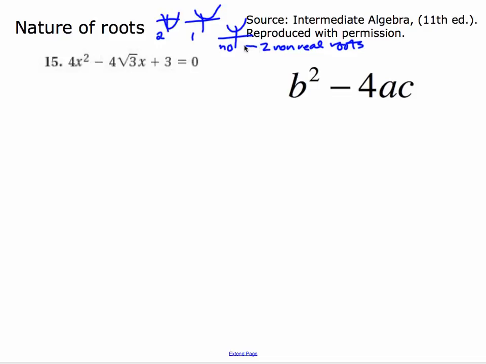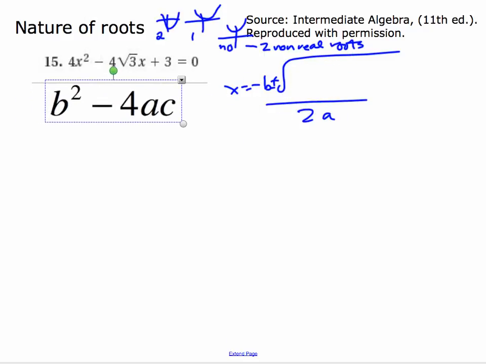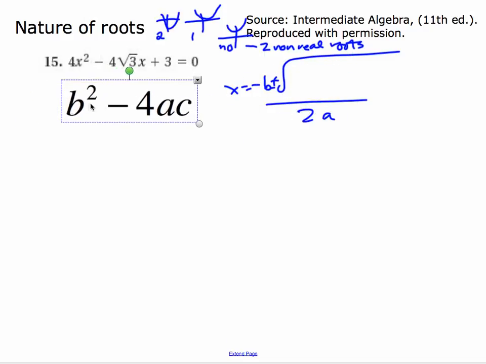To determine that, we could do the whole formula, that x equals minus b plus or minus a square root of b squared minus 4ac, all over 2a. We could do that whole formula, but if I'm just looking for the nature of the roots, really all I have to do is look at that portion. Because if it's positive, I know it's 2. If it comes out to 0, I know it's 1. And if it comes out to a negative number, I know it's no real roots or two non-real roots.